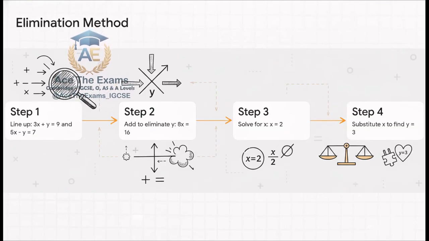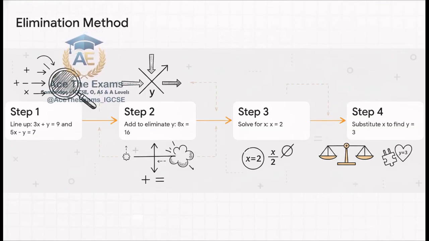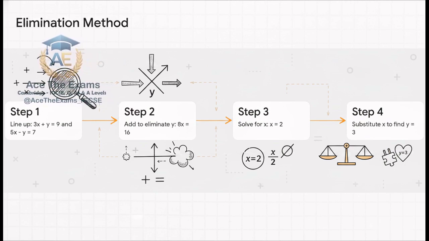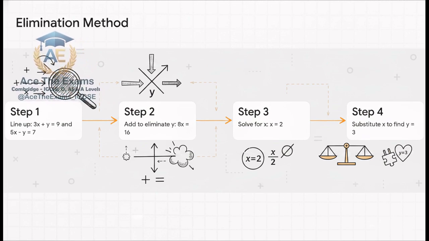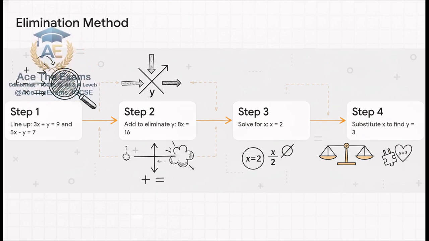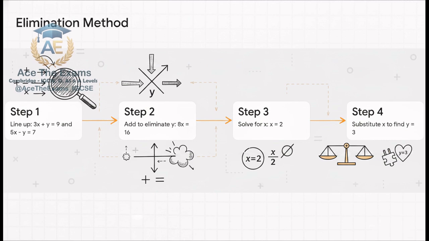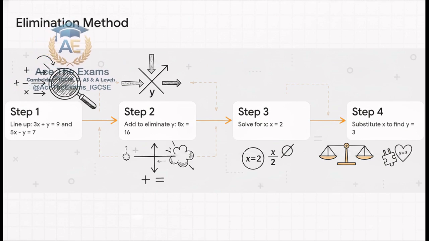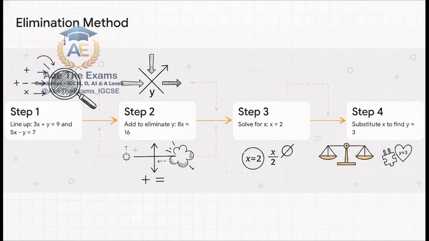Okay, let's walk through the mechanics. Step 1. Line up your equations. We've got 3x plus y equals 9 and 5x minus y equals 7. Now look closely at those y values. One is positive, the other is negative. Step 2 takes advantage of this beautifully. If we add these equations vertically, the y's completely cancel out. Eliminated. Adding the rest of the terms gives us 8x equals 16.